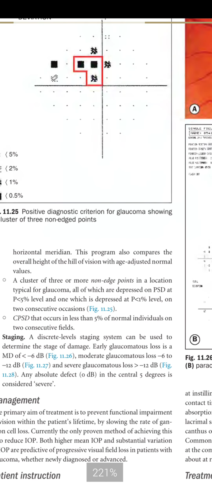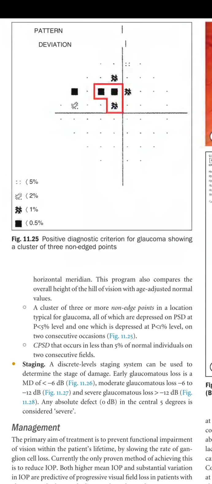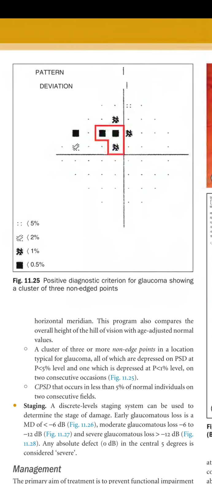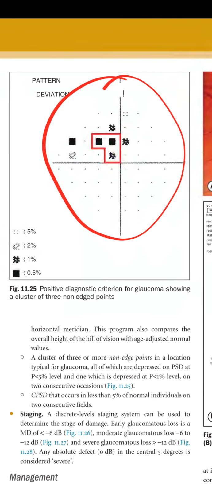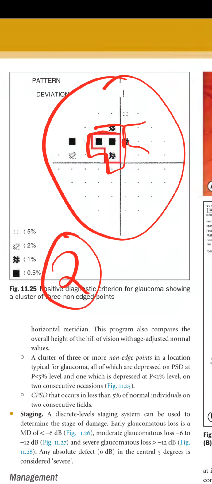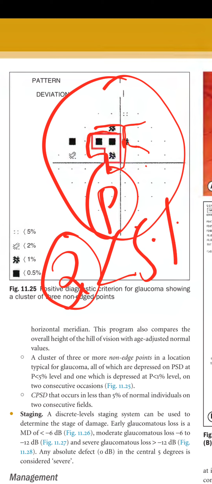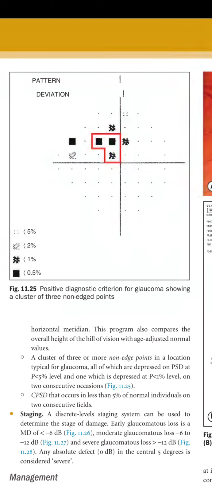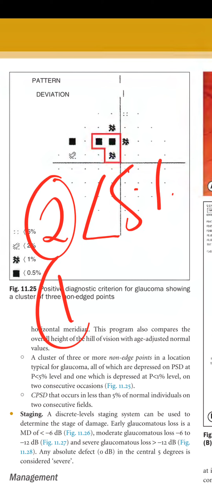Next is a cluster of 3 or more non-edge points in a location typical for glaucoma, all of which are depressed on the pattern standard deviation at a P level less than 5%, and one of which is at a P level less than 1%, on 2 consecutive occasions. This is what he is talking about. Let's consider this is a visual field, and there is a paracentral defect in a case of glaucoma. You can see there are 3 clustered non-edge points, all of them must have a p value less than 5%, and at least one of them will have a p value less than 1%.